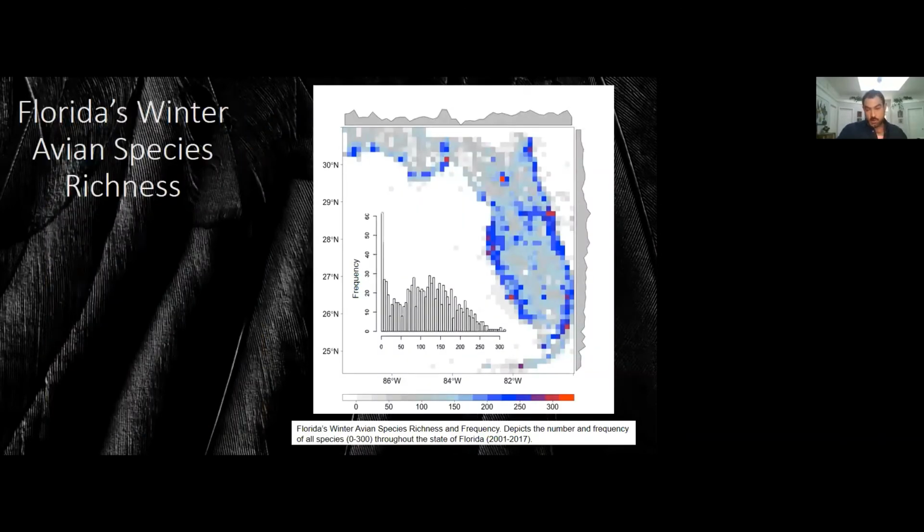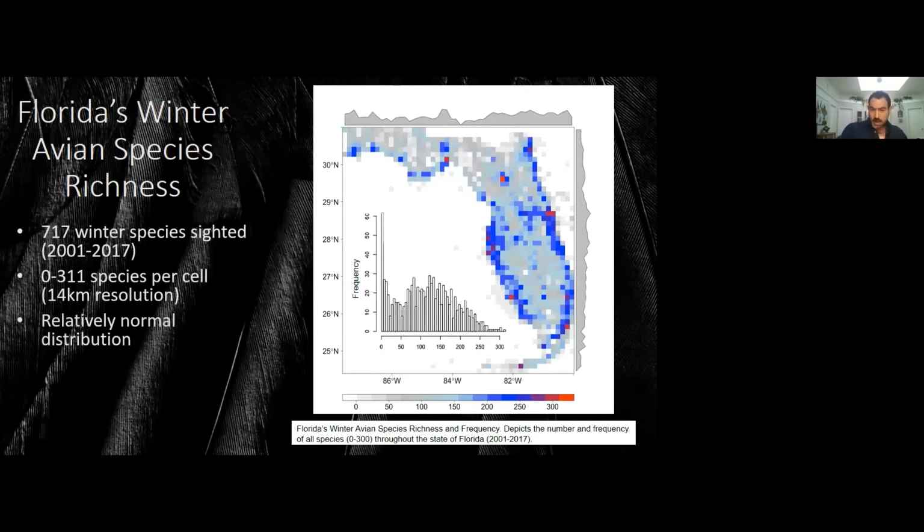Especially during the winter, Florida is an incredibly rich area when it comes to avian species. Between 2001 and 2017, we have 717 species sighted during the winter. And that is a relatively normal distribution when we look at where they are. And you can see, as I alluded to, that the deep blue on this map indicates the highest density of bird species and bird sightings. And you can see how clustered around the coast that is and how vulnerable these areas are to climate change and sea level rise.